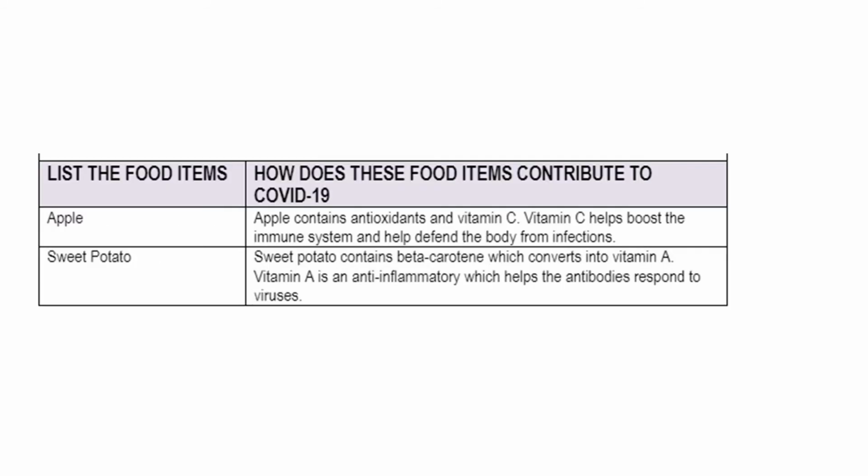Now, both the apple and sweet potato have benefits to help the patient fight against the COVID-19 virus. The apple contains antioxidants and vitamin C, and vitamin C helps boost the immune system and help defend the body from infection, while the sweet potato contains beta-carotene, which when converted to vitamin A, acts as an anti-inflammatory, which helps the antibodies respond to viruses.